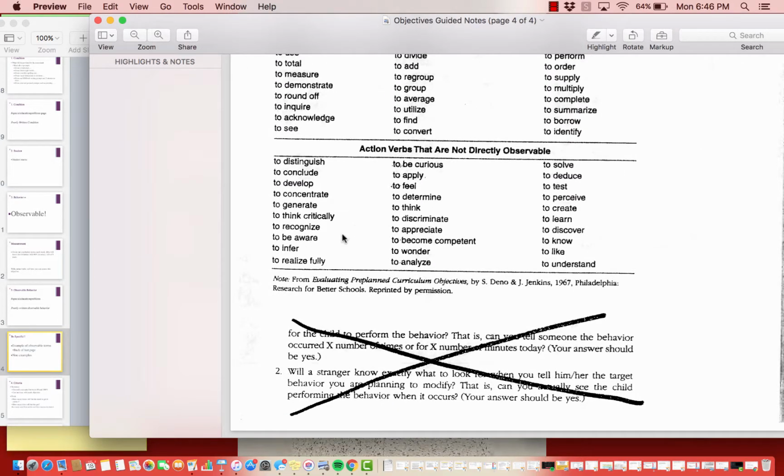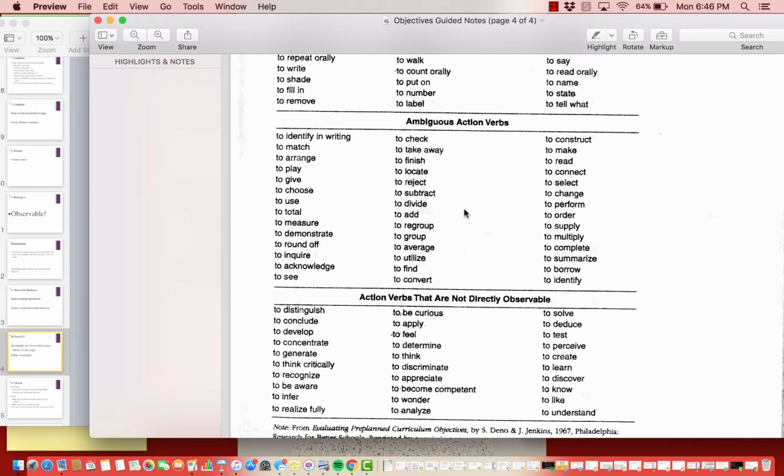Taking a look at some of these, you'll sometimes see the student will be able to recognize the main idea. Right? But what does it mean to recognize it? Are they underlining it? Are they stating it aloud? Are they making a connection? And then where it's ambiguous, let's take a look at subtract. So the student will be able to subtract double-digit numbers. Right?